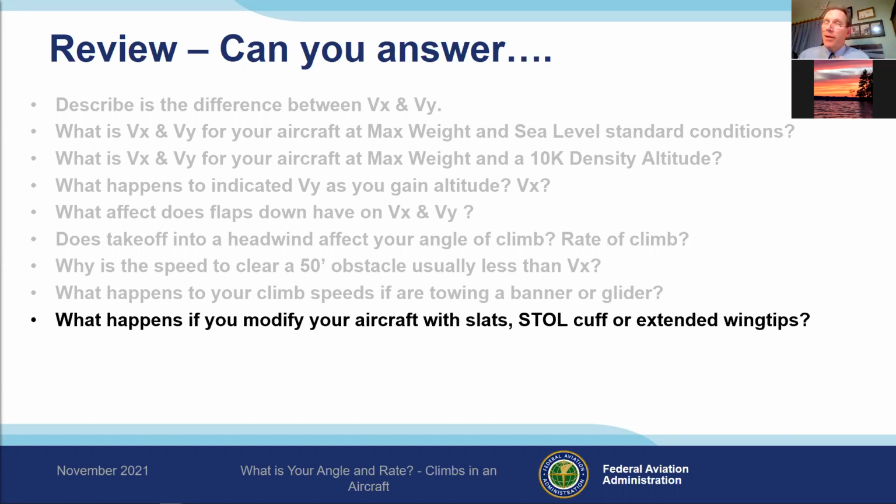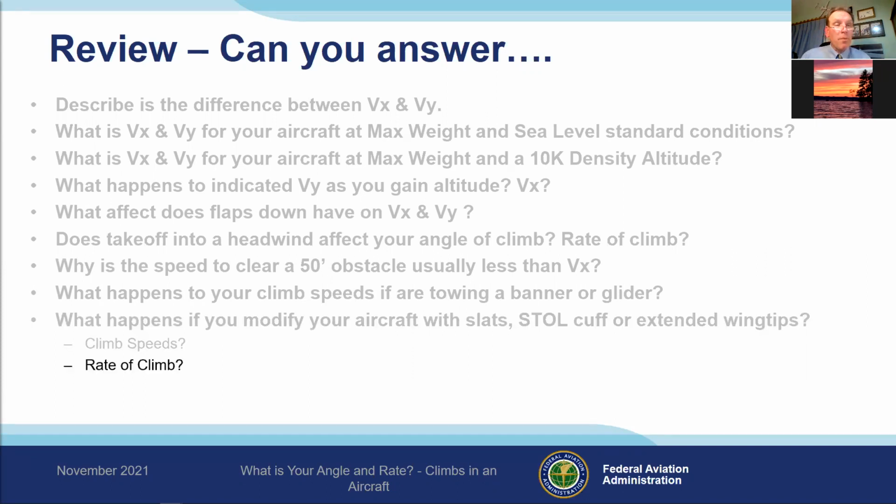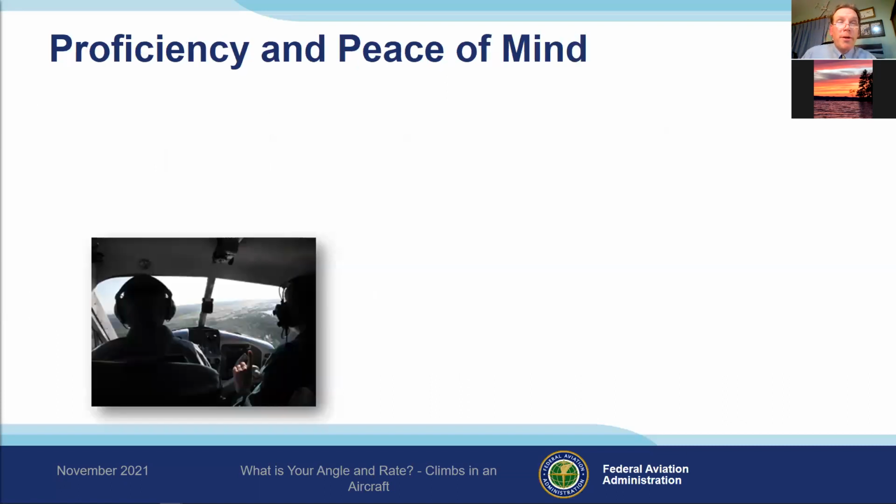What happens if you end up going out and getting all those neat STCs, the slats, the stol cuff, the extended wingtips? We didn't talk about that, but what happens when you make your wing much larger and you can now fly at a much slower airspeed? Your stall speed decreases significantly. What happens to your cruise speed? And think about what happens there with either the thrust required in the case of angle of climb or the power required. So those are just some of the things that I hope tonight got you thinking about. And I hope those are the type of things that you can sit down and start to figure about the type of aircraft you fly or your own aircraft with it.